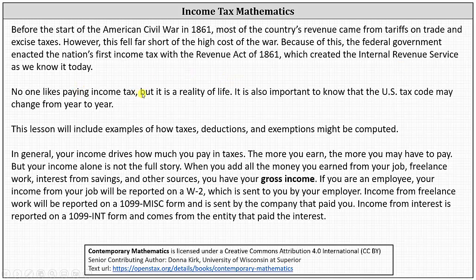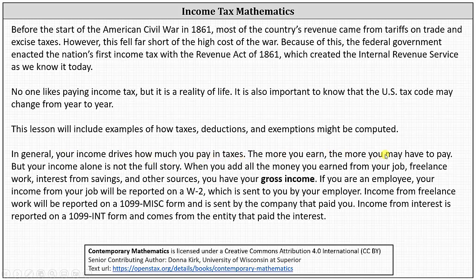No one likes paying income tax, but it is a reality of life. It's also important to note that the U.S. tax code may change from year to year. This lesson will include examples of how taxes, deductions, and exemptions might be computed. In general, your income drives how much you pay in taxes.